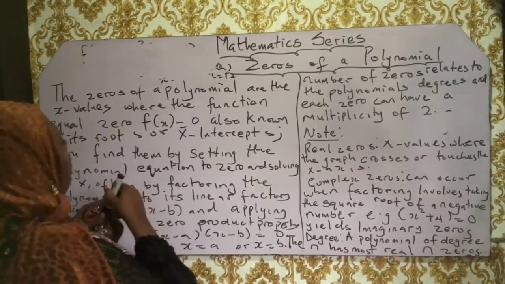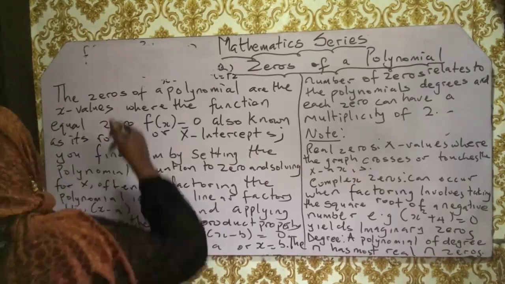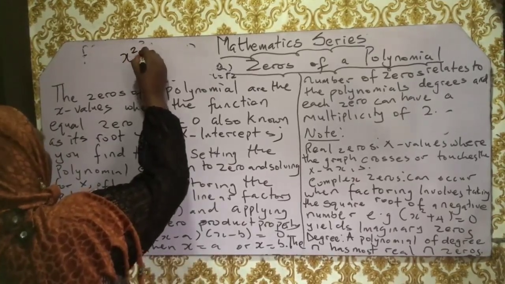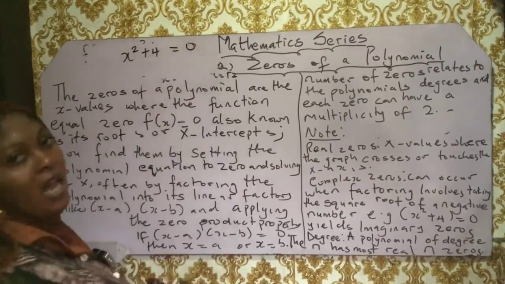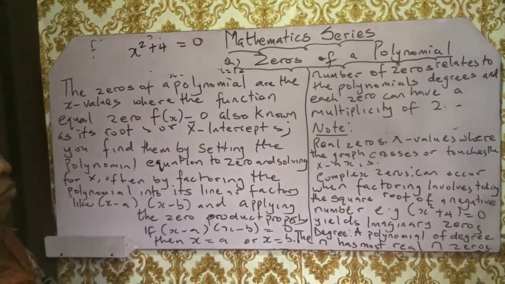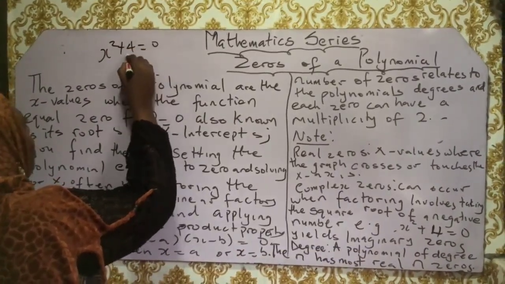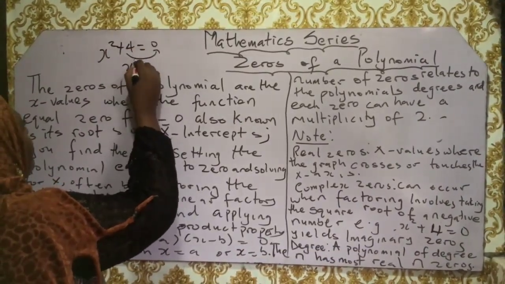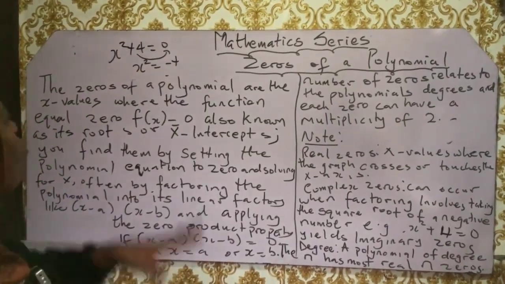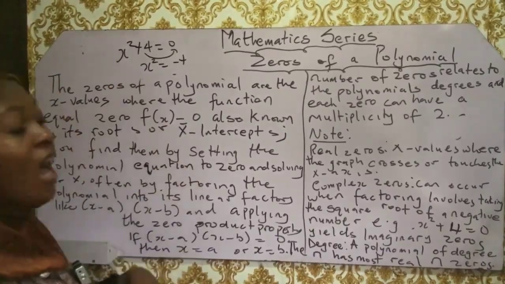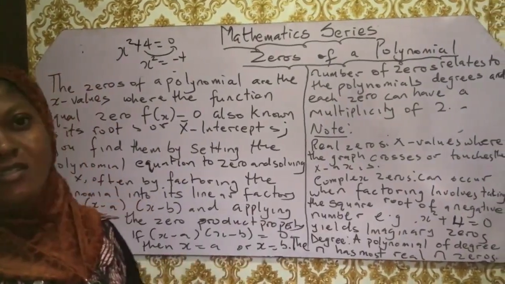For example, if you have x squared plus 4 equals 0, when you bring this over, you have x squared is equal to negative 4. Now we have to take the square root of this negative 4. And what does it yield? It yields imaginary zeros.